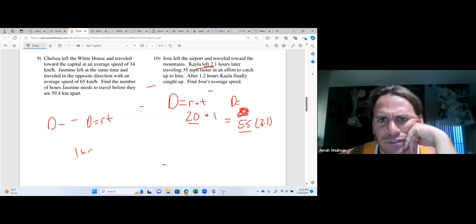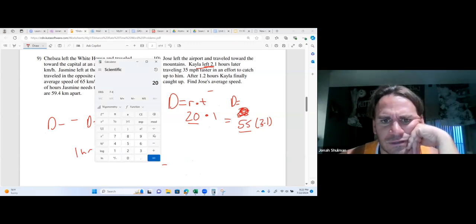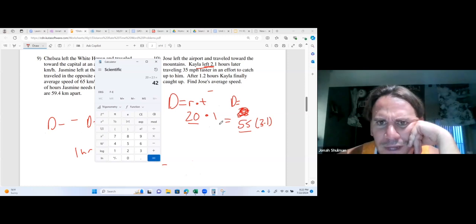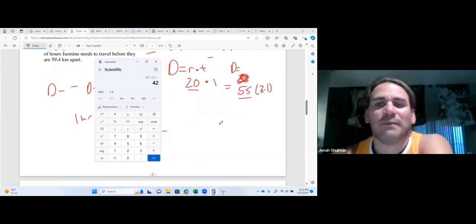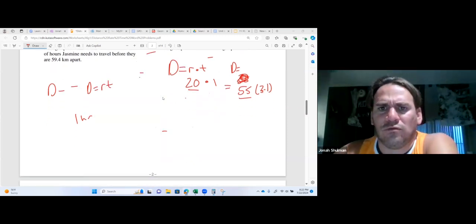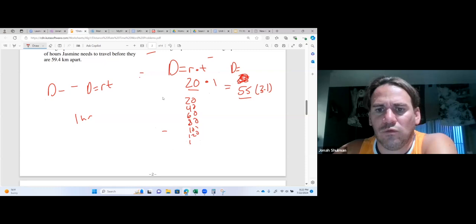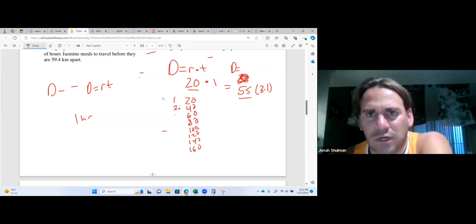So they have to equal each other. So what is 20 times 2.1? That's only 42, but it happens faster. Oh, they probably made a table. So 20 miles, 40, 60, 80, 100, 120, 140, 160. This is after 1 hour, 2 hours, and we just want to know after 2.1 they match, right?